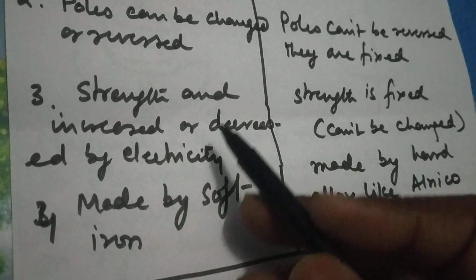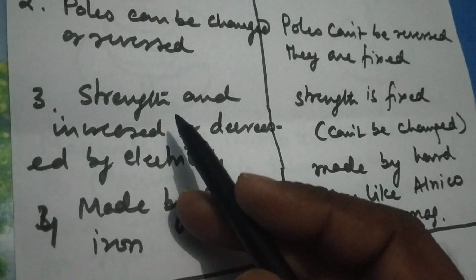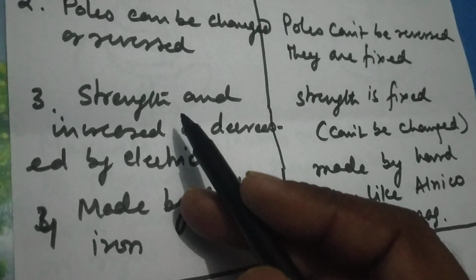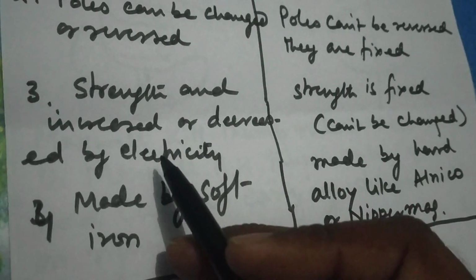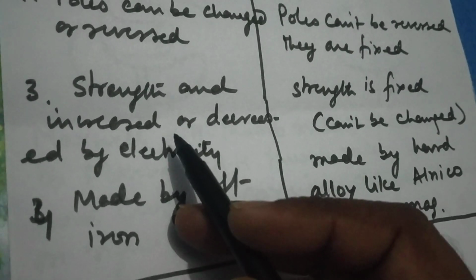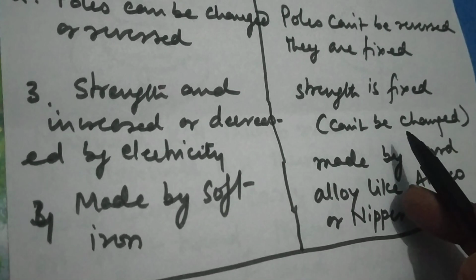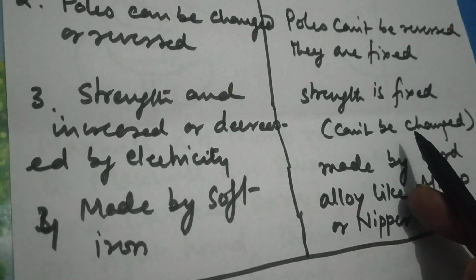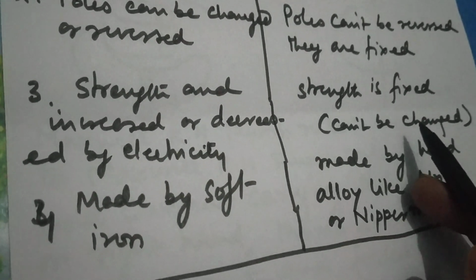The strength can be increased or decreased by the electricity. Again, a temporary magnet or an electromagnet which works on electricity, its strength can be increased by increasing the electricity or decreased by decreasing the electricity. But on the other hand, in a permanent magnet, the strength is fixed, it cannot be changed.